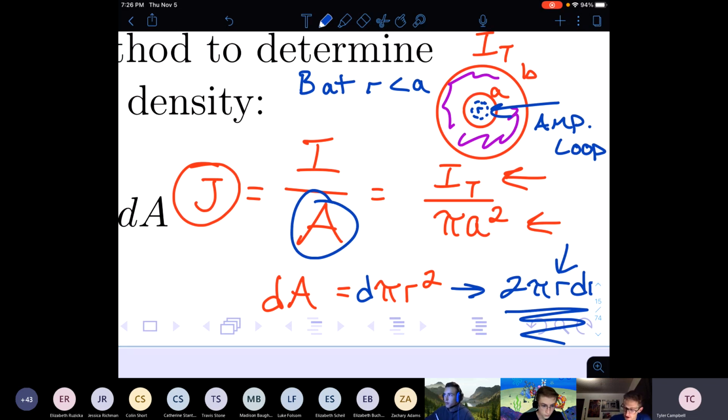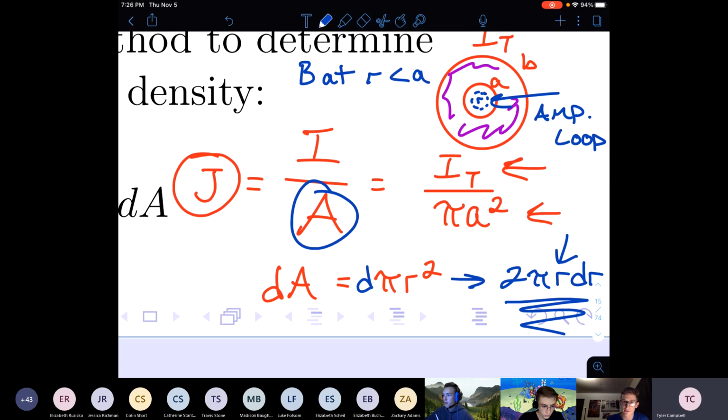The dA describes the differential area of my Amperian loop there. So it's the differential area of the circle that I drew at the radius r. So I'm not just going to take the derivative of pi a squared, because I'm not at radius a, I'm at radius r. So it has to be differential.